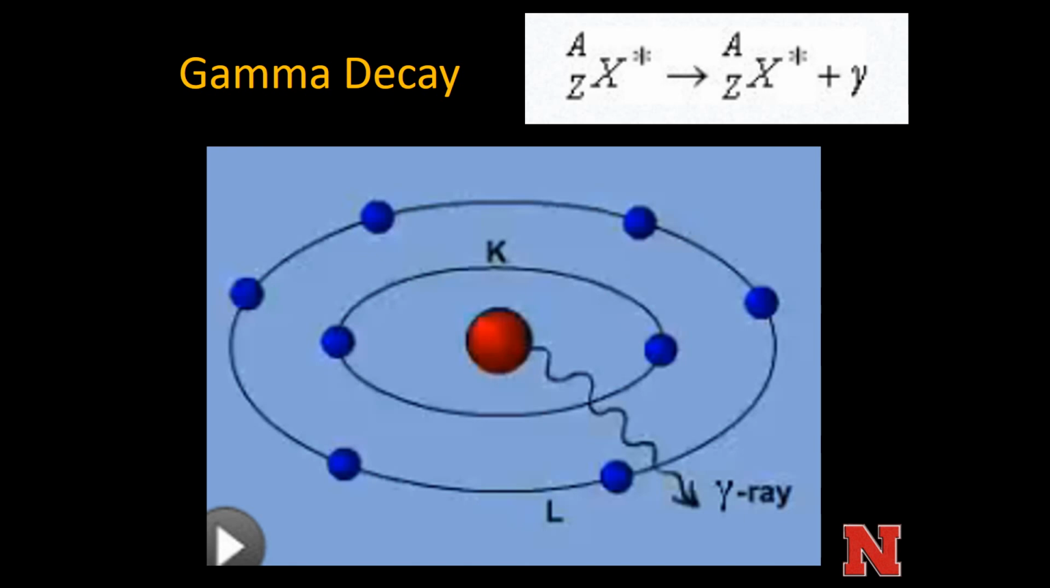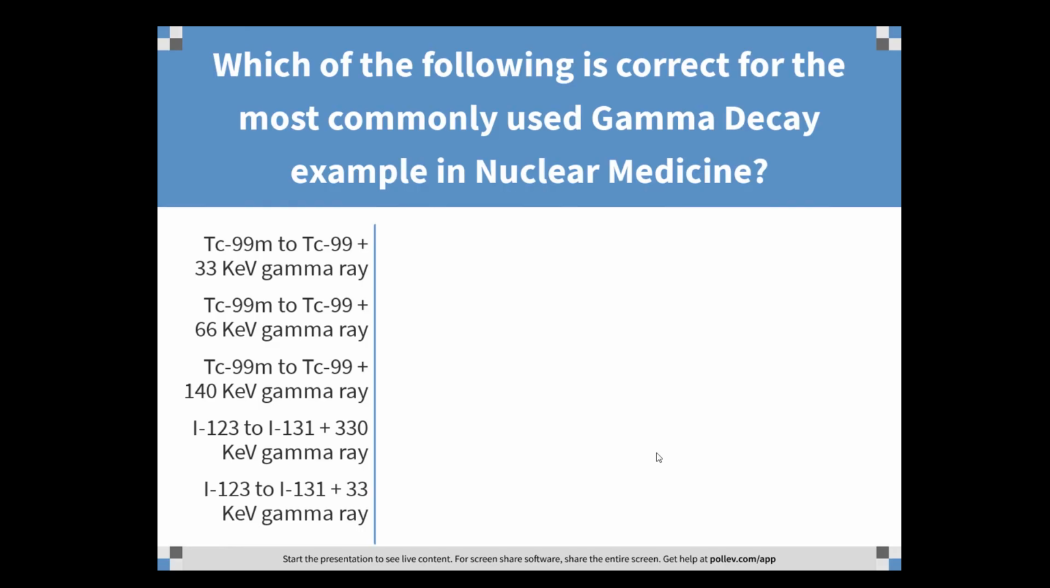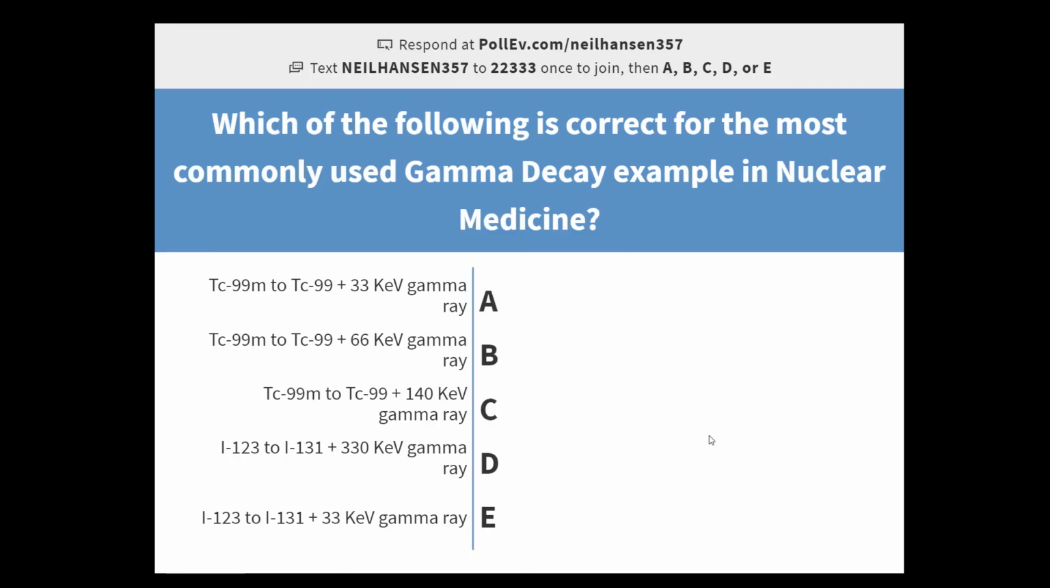So here's an example of gamma decay. In gamma decay, basically the proton number stays the same, the atomic mass stays the same, the element stays the same, it's just a gamma ray is emitted. So a gamma ray is emitted and everything else kind of stays the same. So which of the following is correct for the most commonly used gamma decay example in nuclear medicine? Feel free to pause now if you need more time.